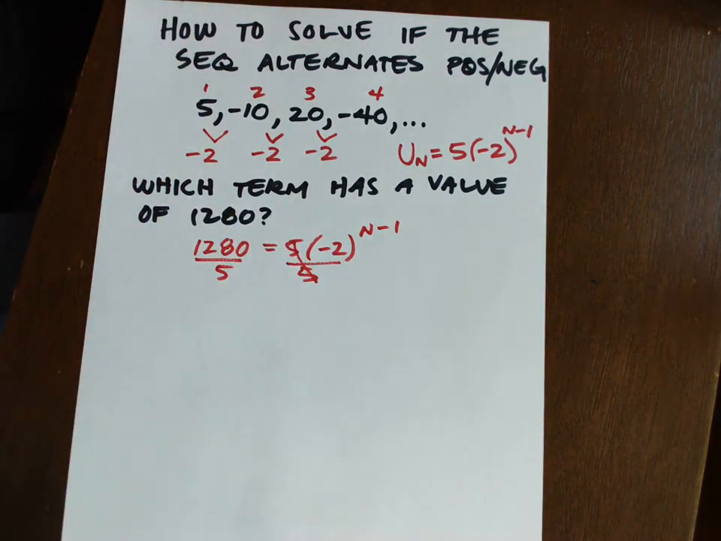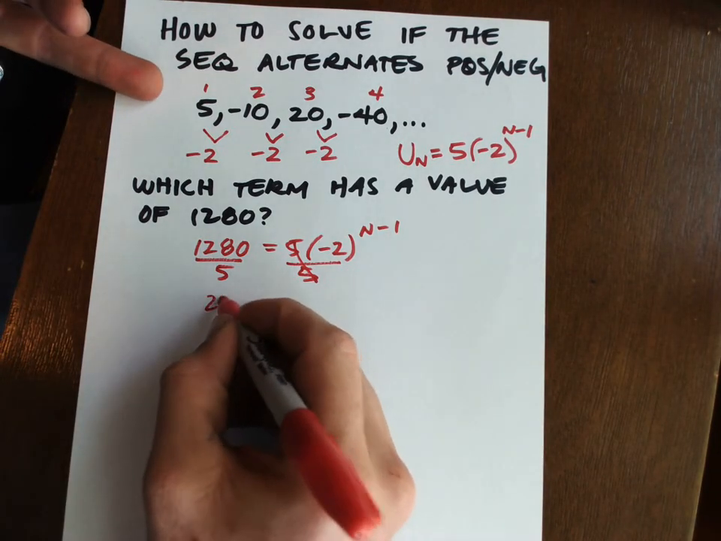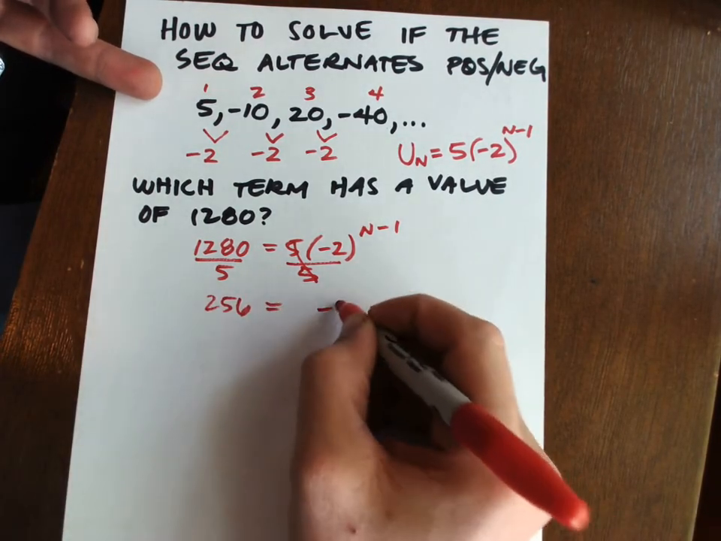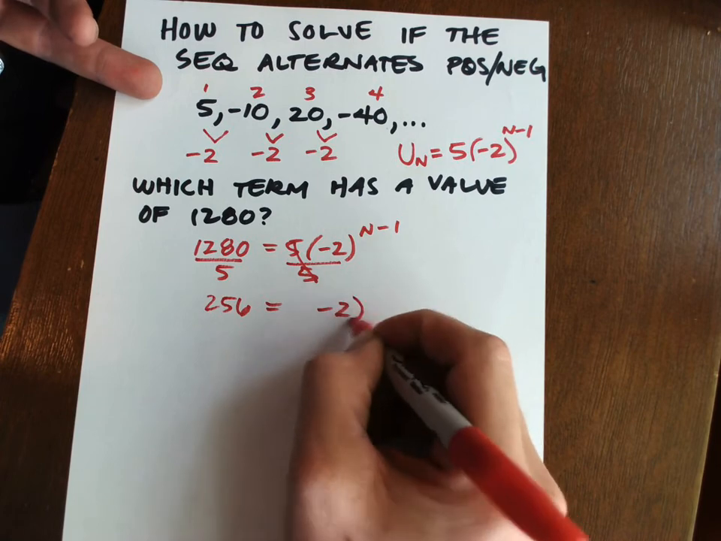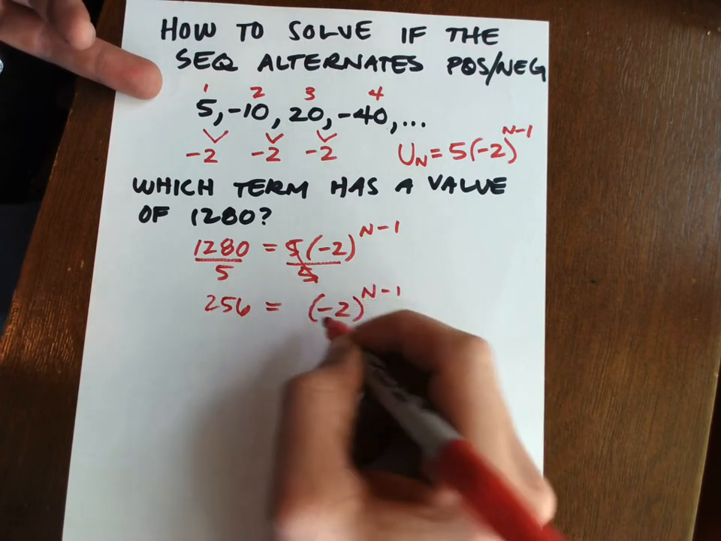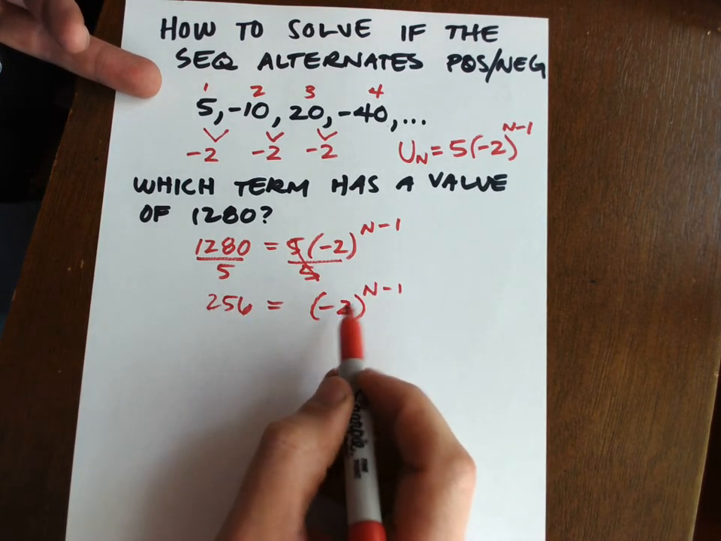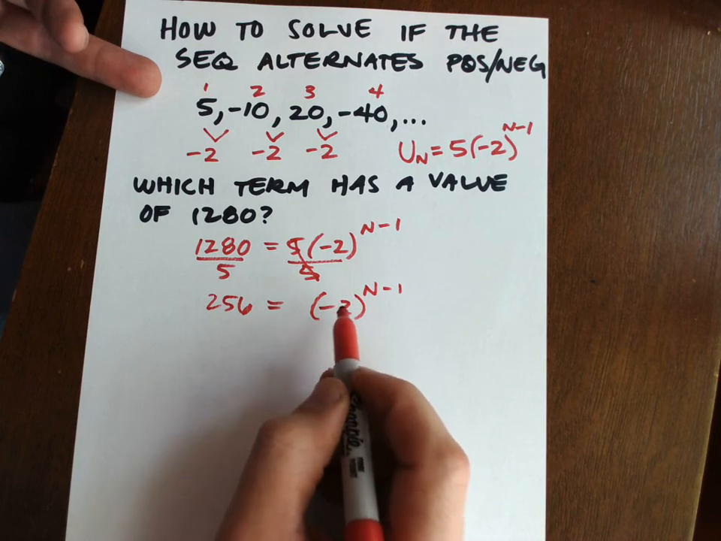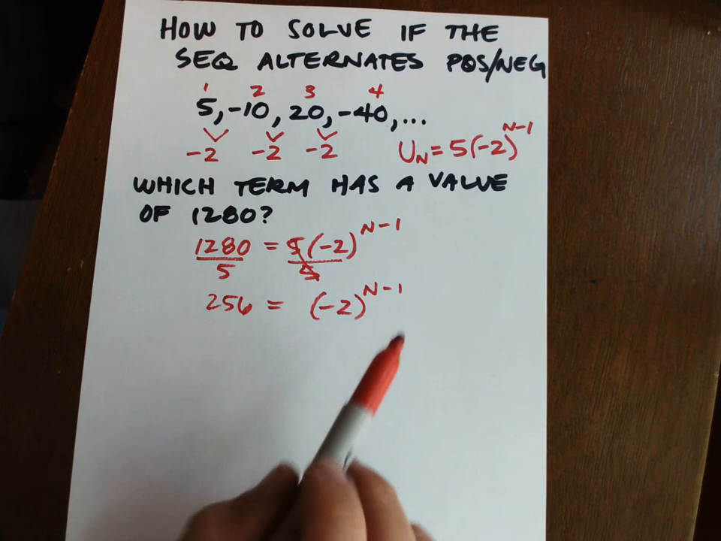Let's go ahead and do that real quick. 256 equals (-2) to the n minus 1. Keep it in the parentheses because if you don't, your calculator might think the 2 has the exponent, but not the negative in front of it.